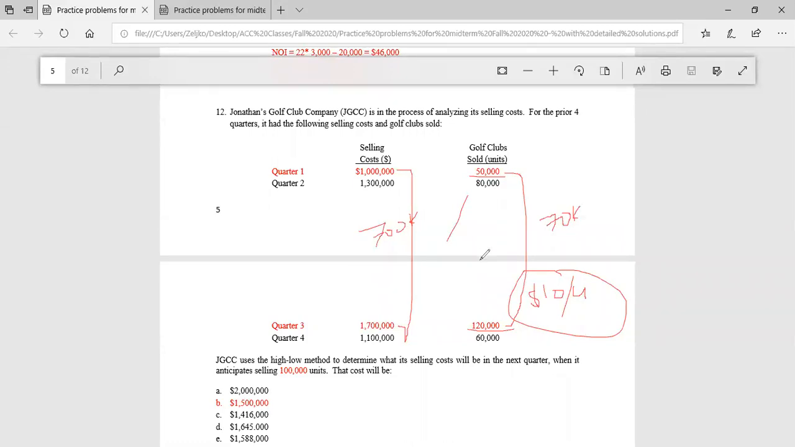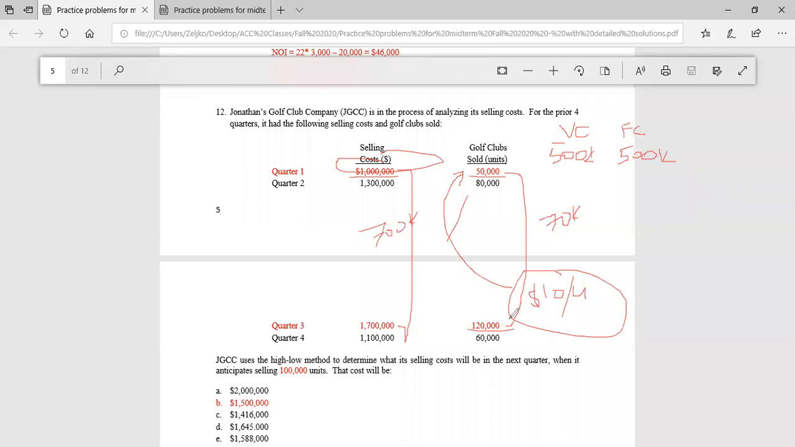So let's say we use the lowest one. 10 times 50 is 500K. This is our variable cost, the variable portion. Now the total here is 1 million. So what's the fixed portion then? The fixed portion is also 500K, because they have to add up to the total. 500 and 500 add up to 1 million.